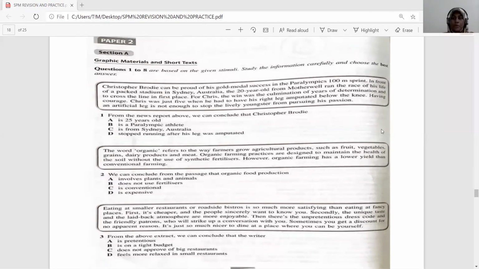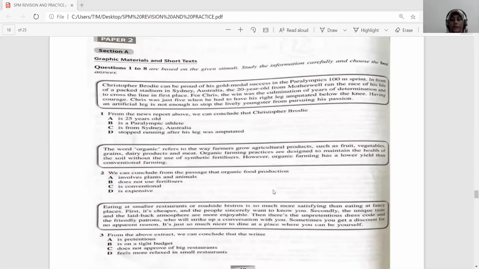What is your answer, class? Number two. Very good, Hasik. It's A. Okay, why? Because when you conclude, the passage says that organic food production involves plants and animals. It's about farming and also agriculture. All right. Okay.